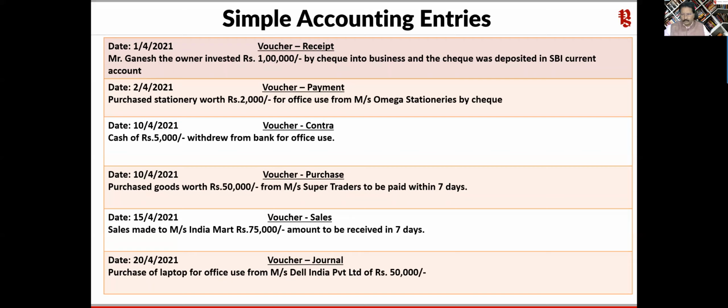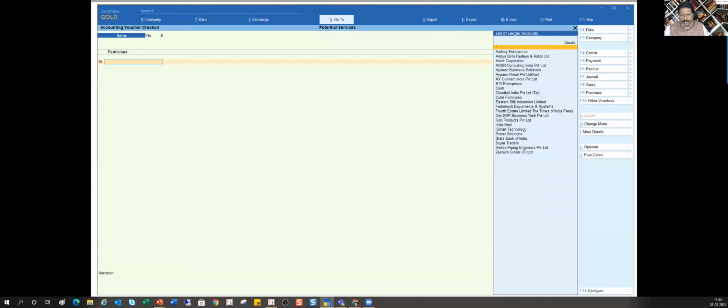So I'm going to use a journal entry here. I come to journal entry, and then F7 is my journal. It is going to ask me debit. So I'm going to debit my laptop, which again, if you see, I have not created in my asset ledger.